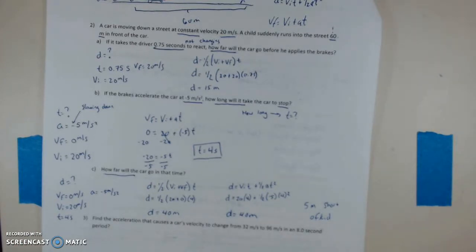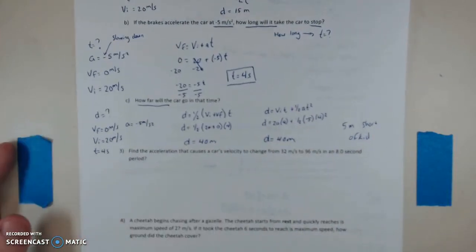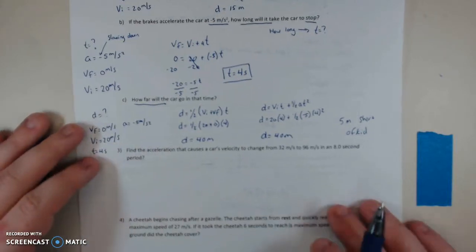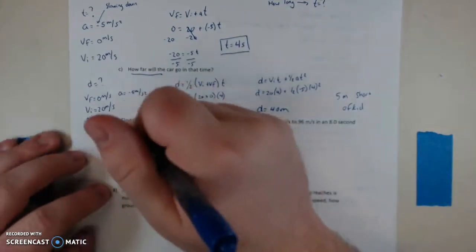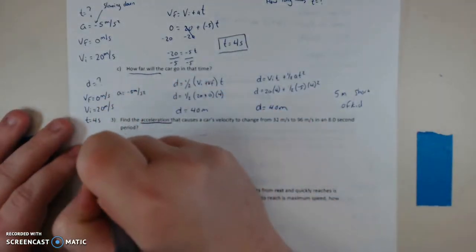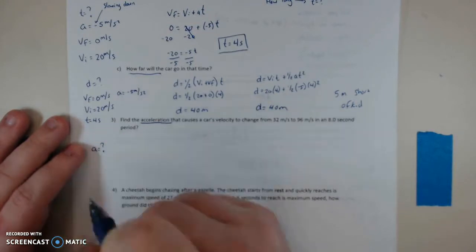All right. I'm probably going to show the last two. I'll do so a little quicker, just so you have two more examples of how to do these problems. So let's look at number 3. It asks us to find the acceleration. So I can already tell that in this case we're going to solve for a.